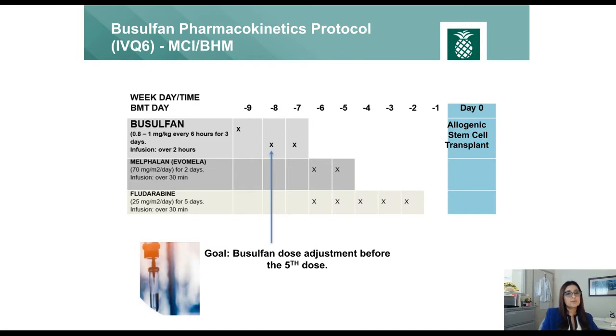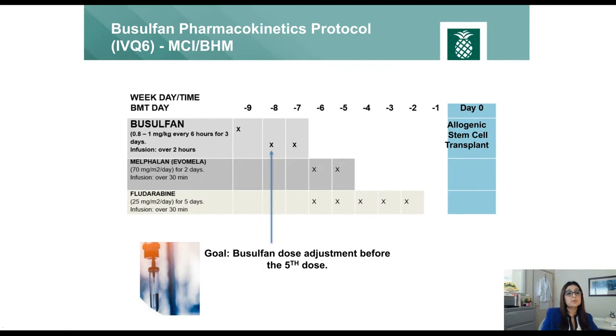We use Busulfan in combination with melphalan and fludarabine as part of the preconditioning protocol in patients who will receive allogeneic stem cell transplant. The first dose of Busulfan is given to the patient 9 days before the bone marrow transplant. In the intravenous Q6 dosing protocol, the recommended dose of Busulfan is given every 6 hours for 3 consecutive days.